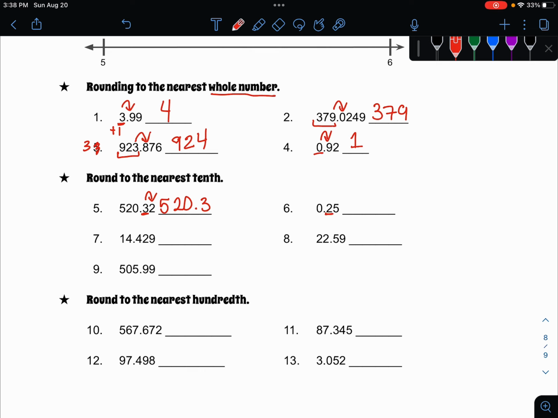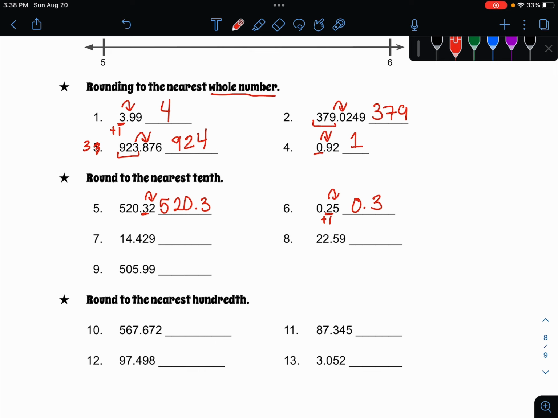Let's look at number 6. We have a 2 in the tenths place. Let's look next door. It's a 5, so we would raise the score. So plus 1. So it would be 0 and 3 tenths. Okay, question 7.